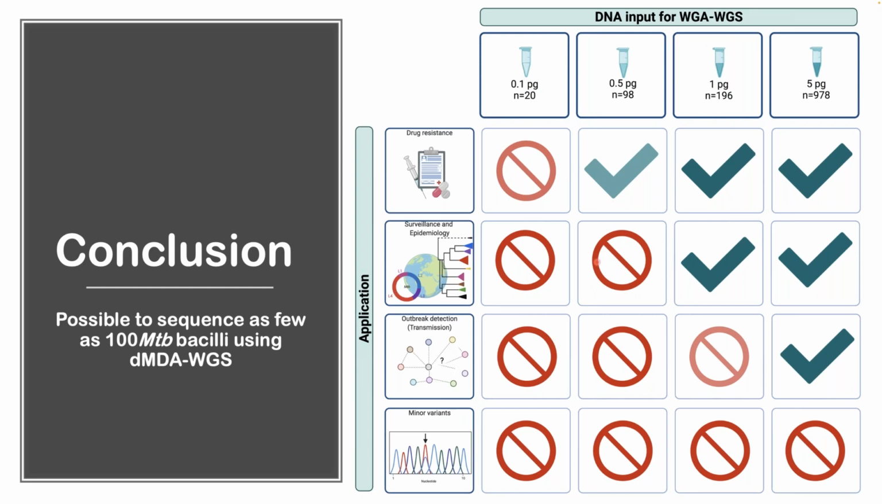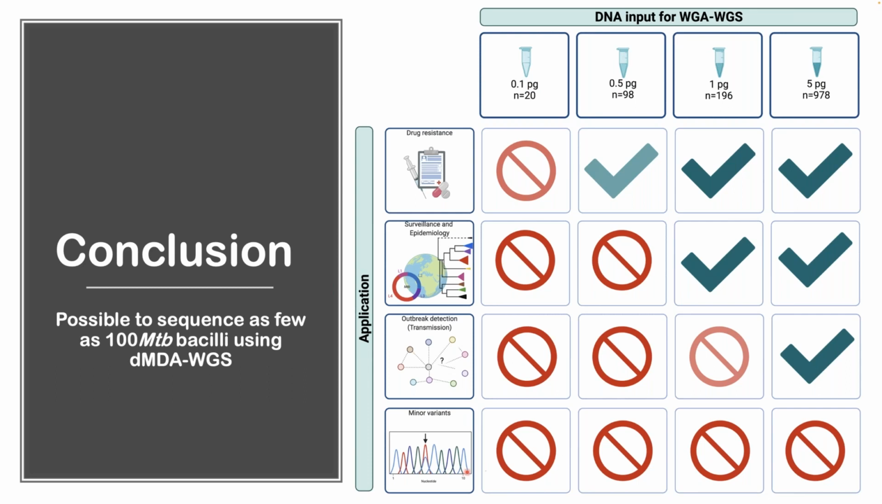Then for surveillance purposes, input DNA of 1 picogram and above appears to be suitable. However, for outbreak detection, only the highest input amount of 5 picogram proves suitable, given the current variant thresholds applied to determine the similarity of strains for identifying patients within transmission clusters.